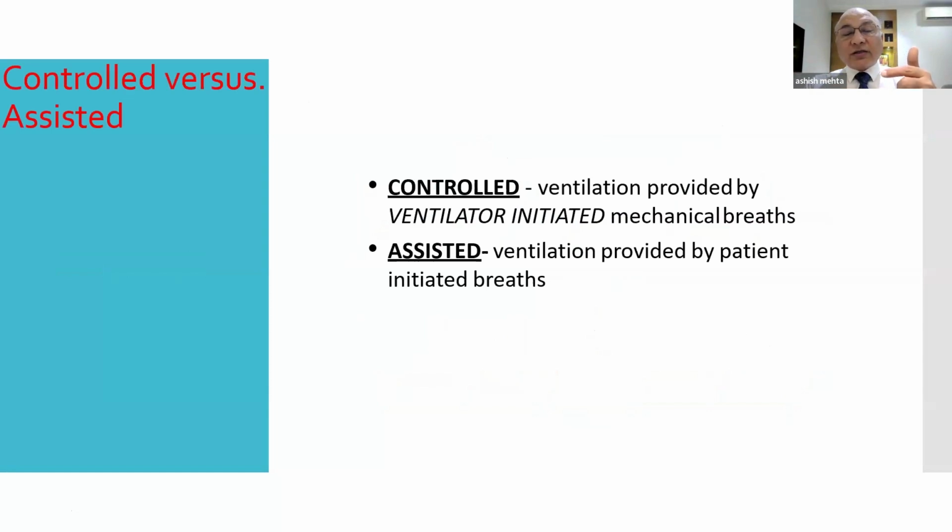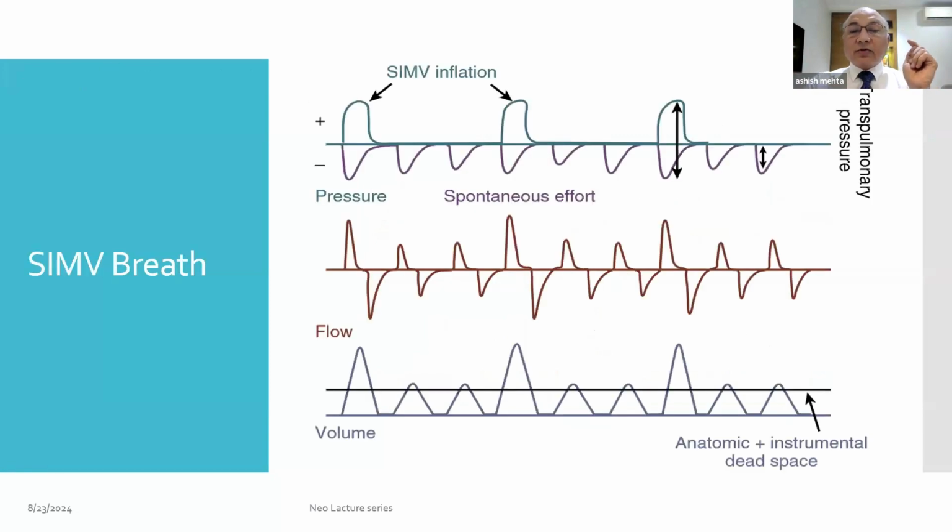Control means that ventilation is provided by a ventilator-initiated mechanical breath. Assisted means ventilation is provided by patient-initiated breaths. Dr. Sanjay Wazir discussed day before yesterday the SIMV mode. This is a mode where the patient is allowed to breathe spontaneously. If the baby is breathing, let them breathe at their own rate.